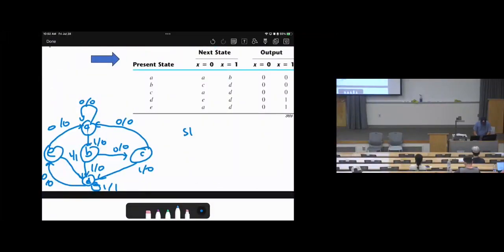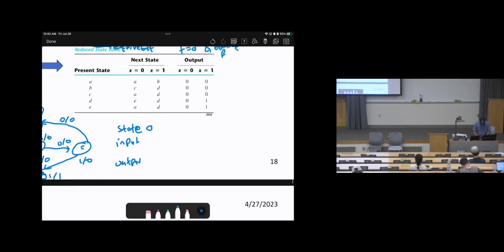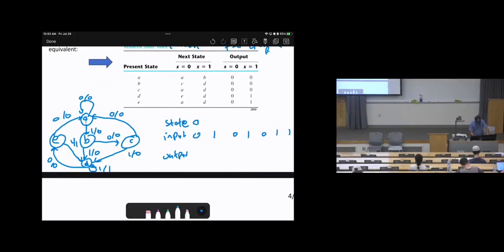So we will start with state A. Here is the input sequence. Here is the output. The input sequence given was 0, 1, 0, 1, 0, 1, 1, 0, 1, 0, 0. Now let's follow the diagram. So A with input 0, output is 0 and we remain at A. Now A, input is 1, we will go to B and the output is 0.